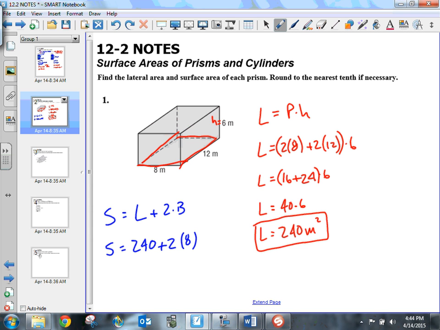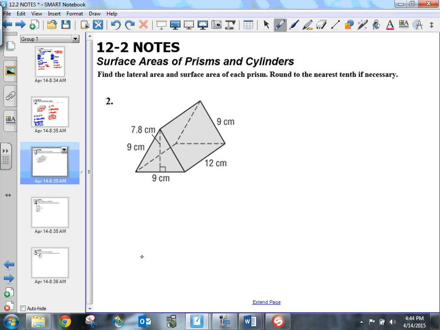8 times 12. Okay, so if I simplify this, I end up getting 240 plus 192, and then our surface area is 432 meters squared, and that's my surface area. Okay. I'm going to go ahead and do number 2 out of the notes.